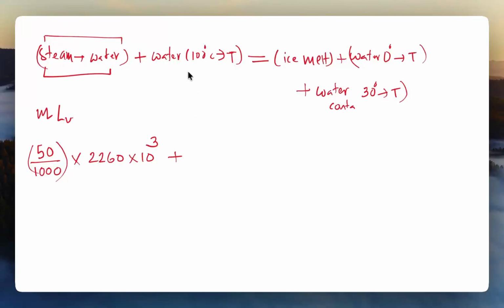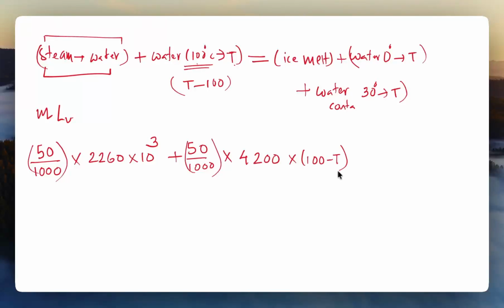And now it is water, which is going to go from 100 degrees to the final temperature T, right? So how much energy will it lose? It's going to be the same mass, again 50 by 1000, multiplied by the specific heat of water, which is 4200, and then the delta T is the final temperature T minus 100, right? Because this is the left hand side, my delta T is going from 100 to T, and that is the energy on the left hand side, and that is going to be equal to the right hand side.